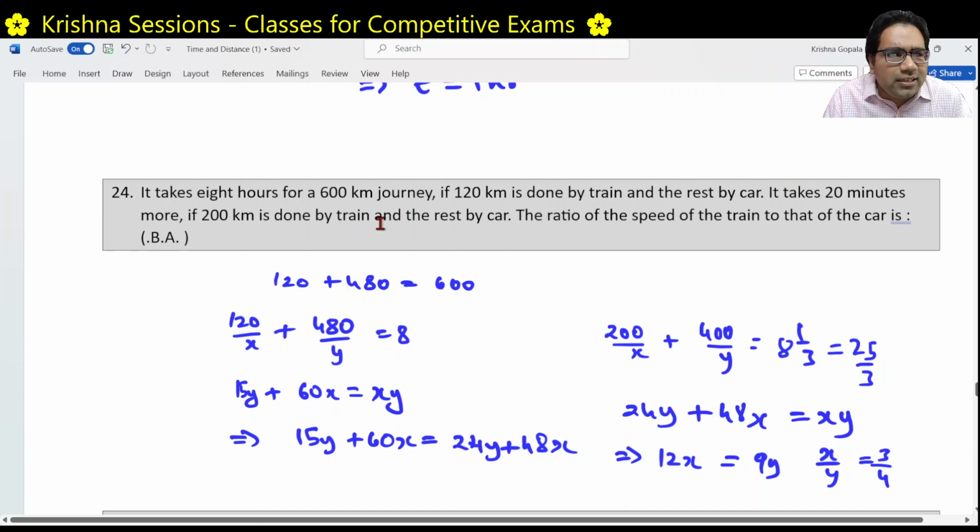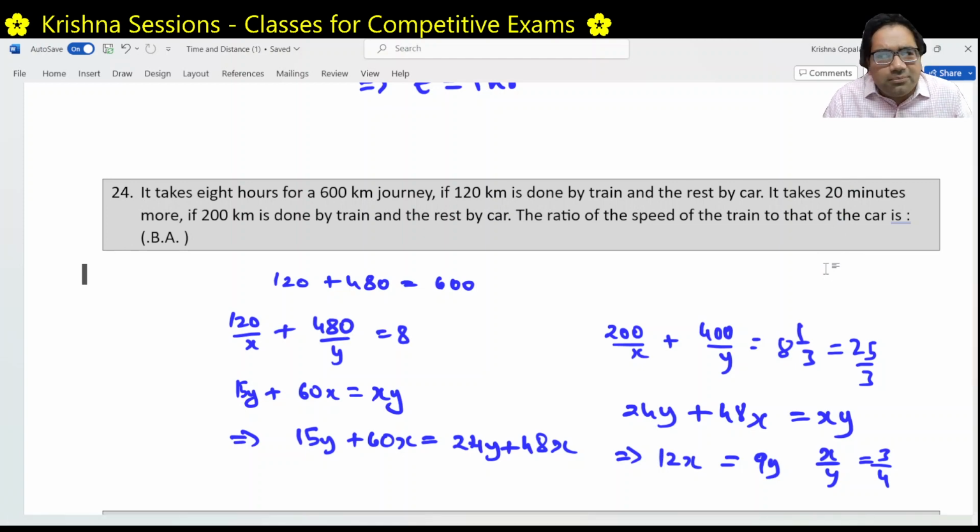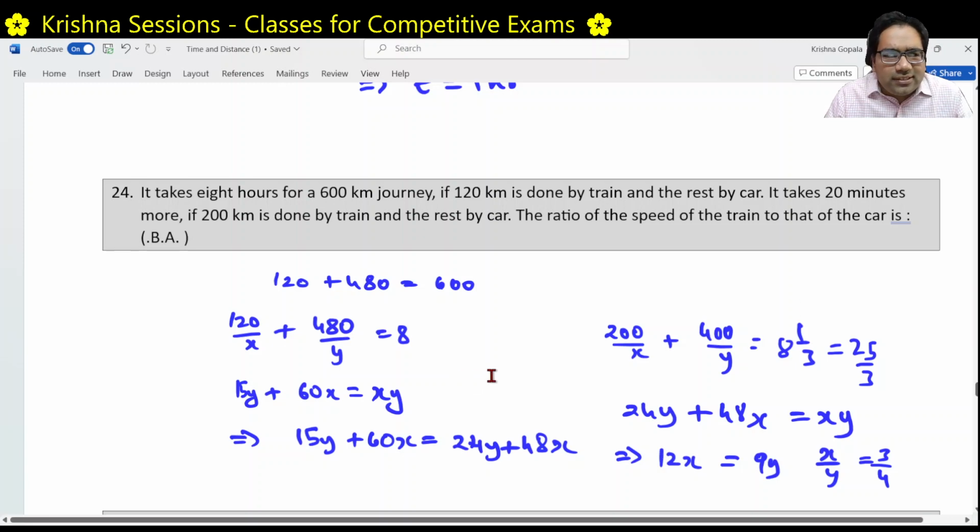Then he is taking 20 minutes more. 20 minutes means one third hour, right? 20 by 60 minutes. 60 minutes is 1 hour, so 20 minutes means one third hour. Earlier the time was 8 hours. Now it will become 8 1 by 3 hours, which is equal to 25 by 3. 8 threes are 24 plus 1, 25 by 3. So this is the second equation.